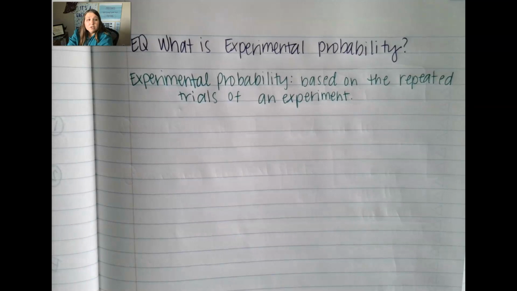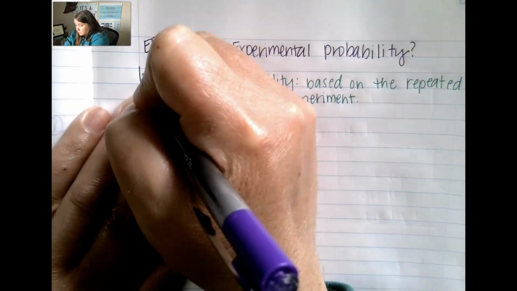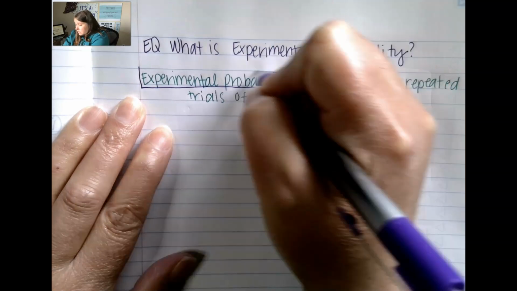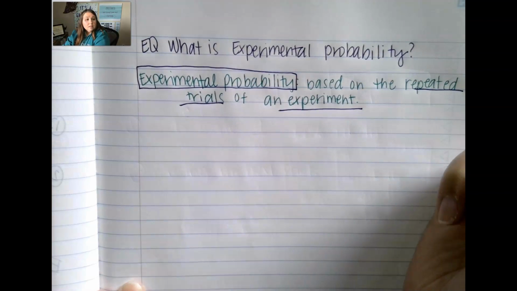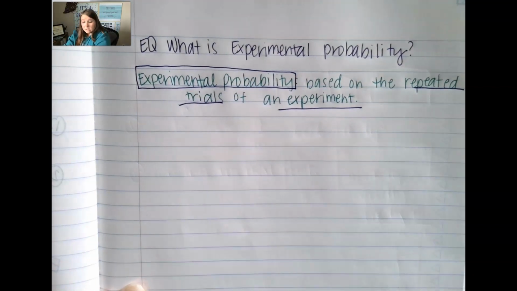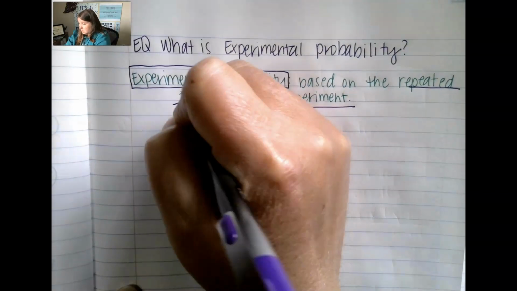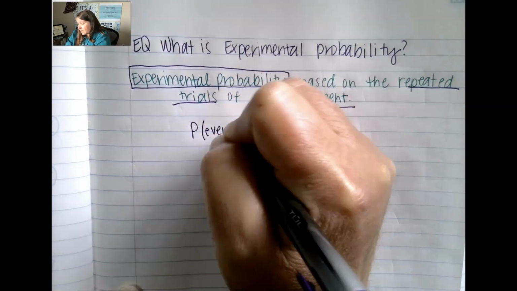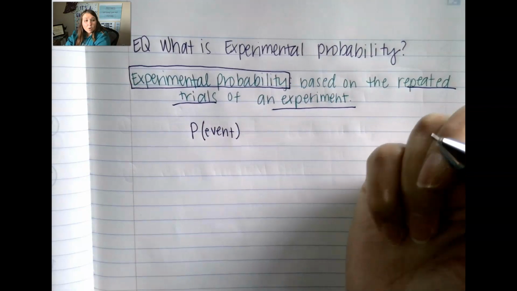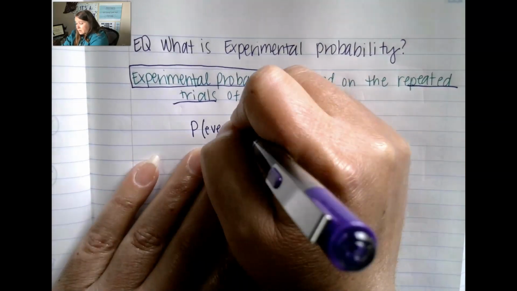It's very similar to what we did with relative frequencies. So when we're looking for this, we're going to use the equation that says the probability of the event. Remember, the event could be like rolling the dice or flipping a coin or doing the spinner.